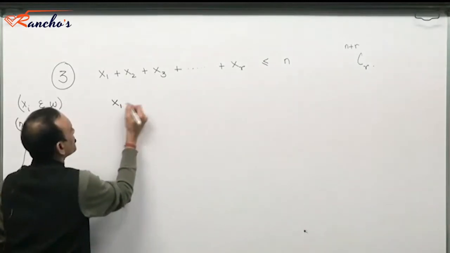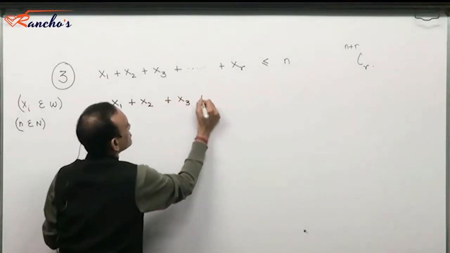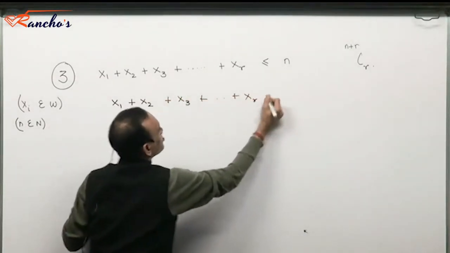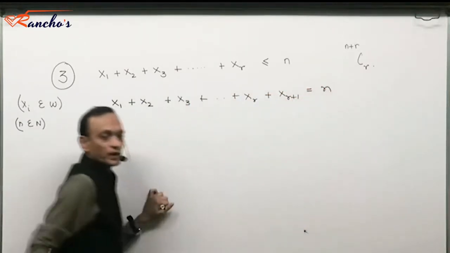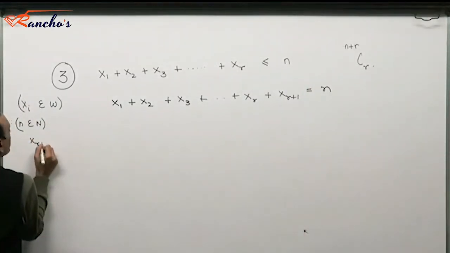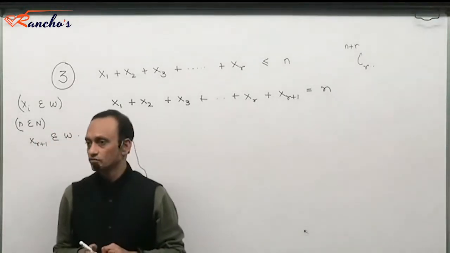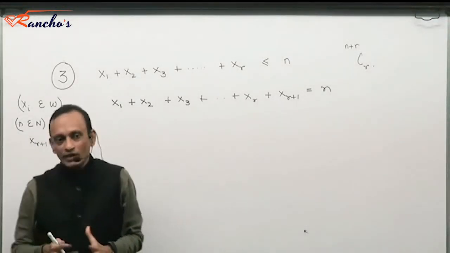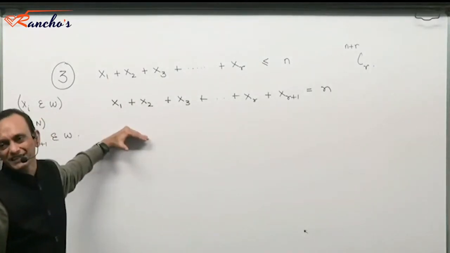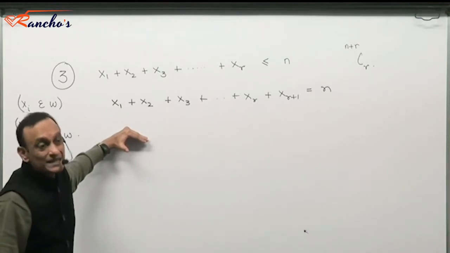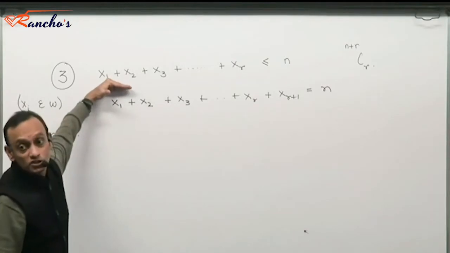So I end up getting x1 plus x2 plus x3 plus ... plus xr plus x(r+1) equals n, right? Where x(r+1) will be a whole number greater than or equal to 0. Yes or no? Which means the number of whole numbers satisfying this will be equal to the number of whole numbers satisfying the inequality. So all that I need to do is find the number of whole number solutions to this equation. That will be the number of whole number solutions to this inequality.